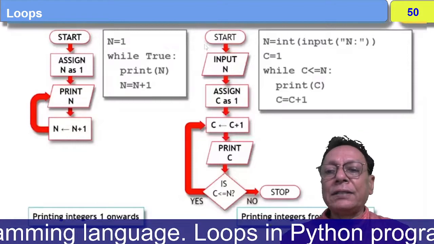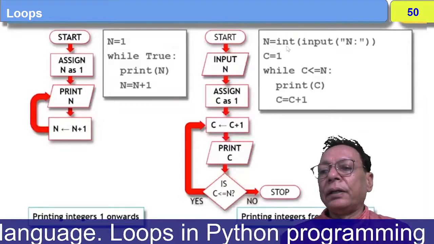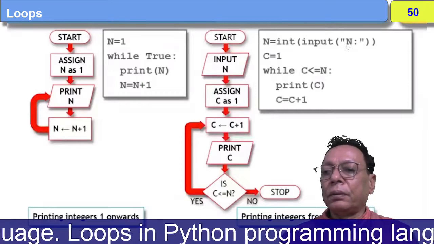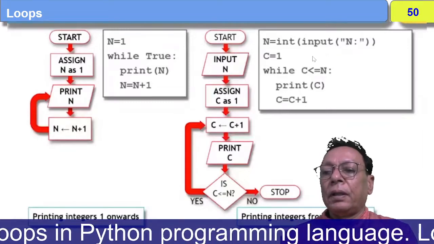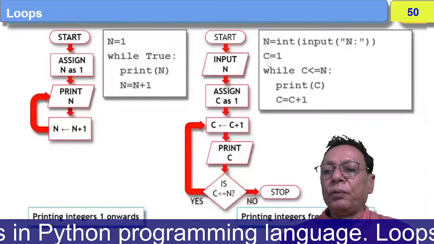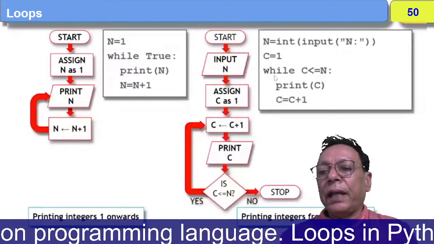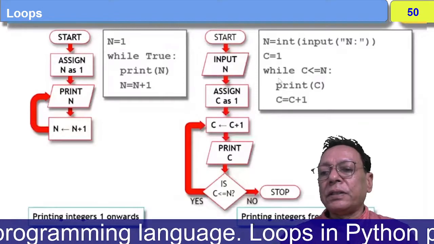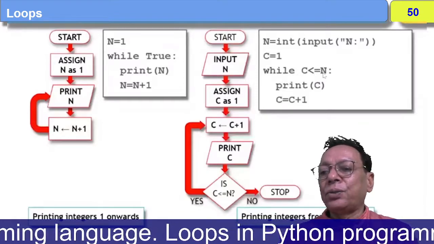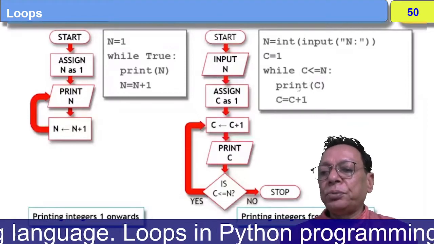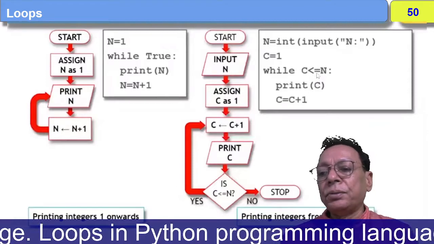Whereas the second scene shows: get the value of n, n is equal to int(input()). So here n is getting one integer. c is another variable which is being initialized to 1, and this is the while statement, the looping statement: while c is less than or equal to n. So repeat these two statements as long as c is less than or equal to n.